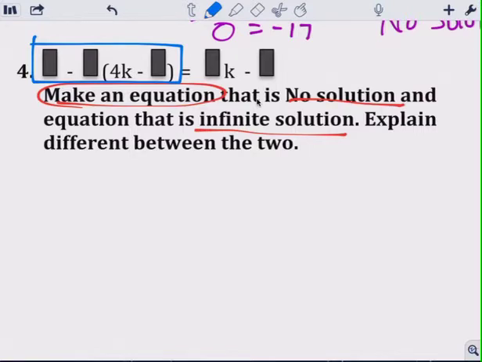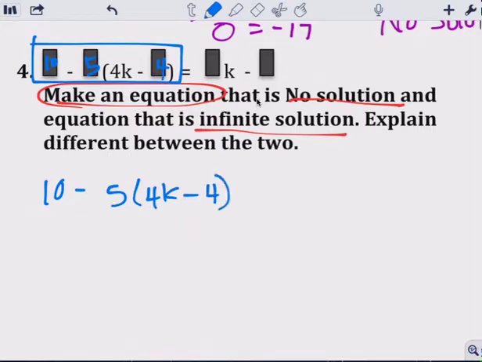So we can put any number in there you want. Whatever it is, you can put whatever you want. Let's say I do 10, 5, and 4. Whatever. So I make 10 minus 5 parentheses 4k minus 4 equals, we're going to leave this alone until we get only 2 terms here. We're going to work on this side first till there's 2 terms only.